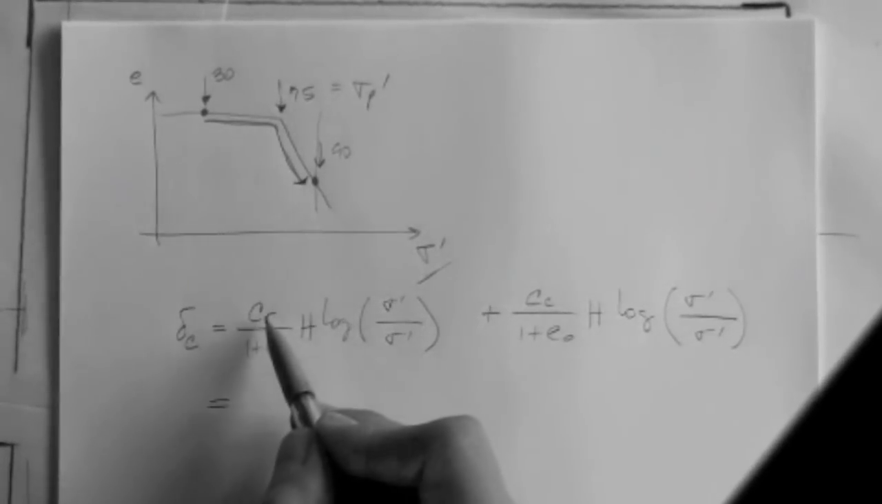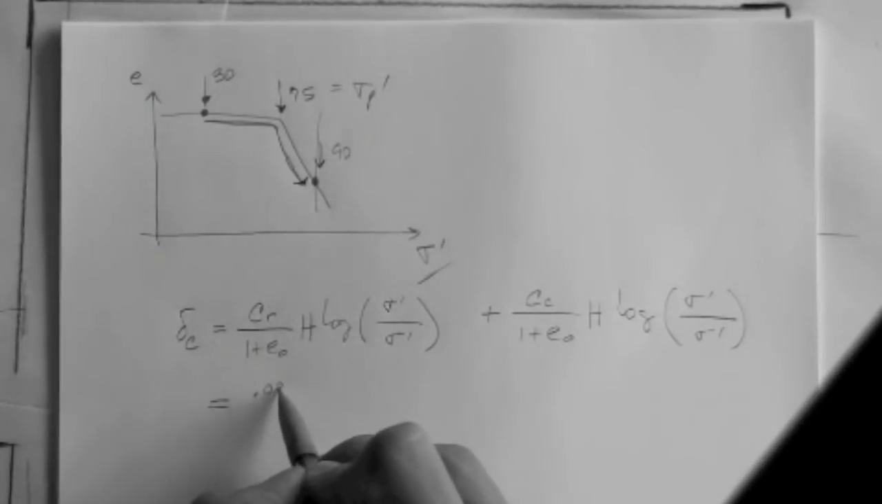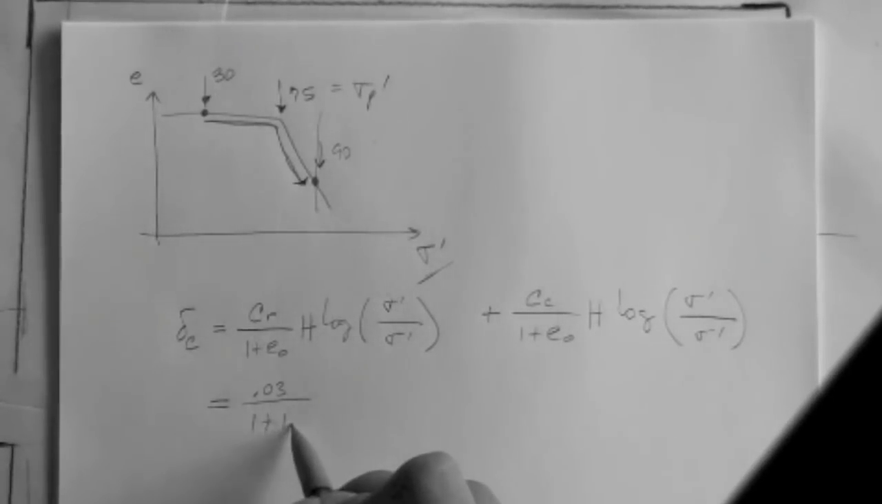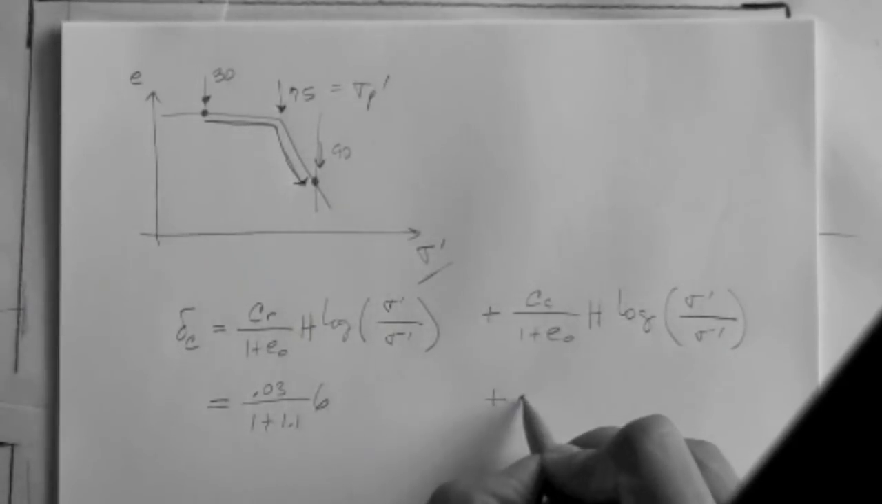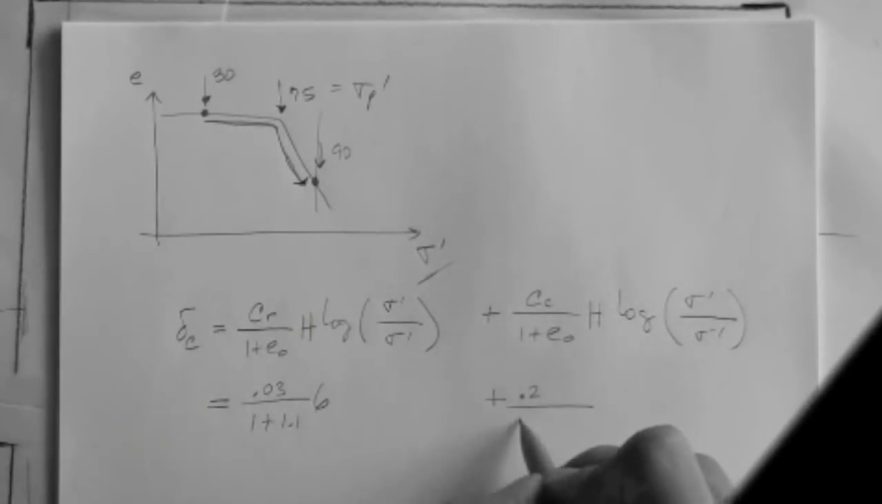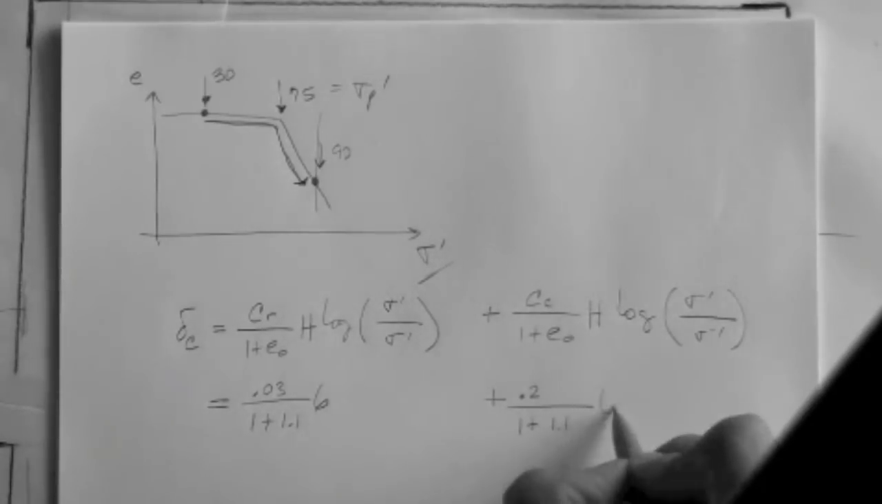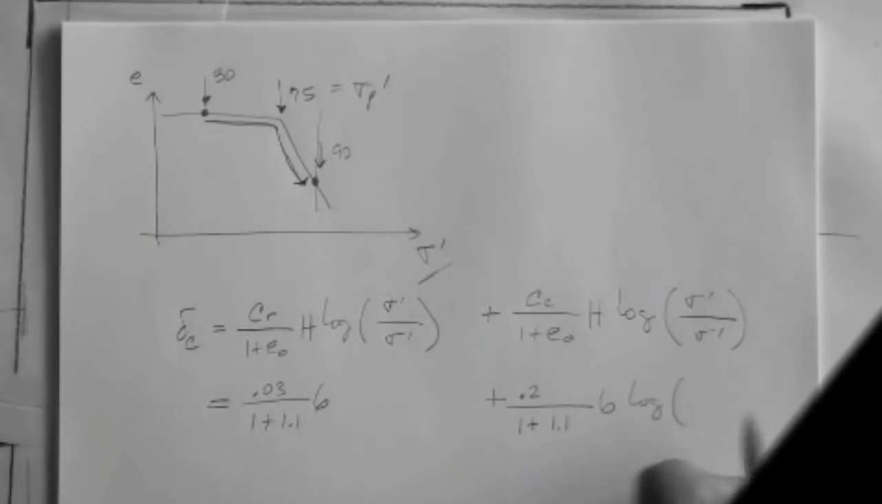C sub r is 0.03. 1 plus e naught is 1.1. This is 6. C sub c is 0.2. This is given by the lab, right? 1.1, 6, log.